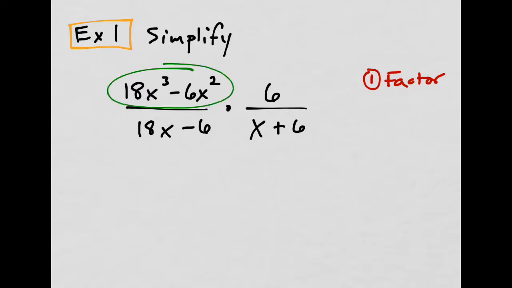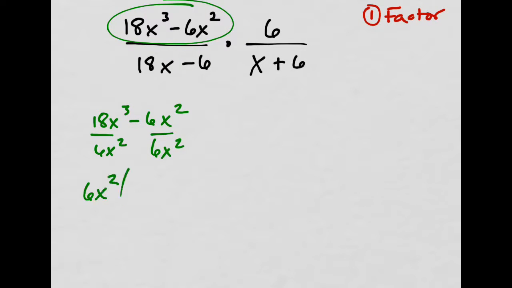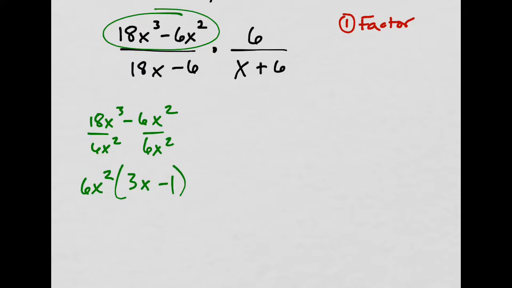So to factor, I'll factor this. I have 18x cubed minus 6x squared. And if I want to factor that, I can divide by 6x squared. Remember, whatever you divide by goes on the outside of parentheses. 6x squared. And then 18 divided by 6 is 3. And then the x to the third divided by x squared is x. And then I have minus 1. Okay, that's pretty good. So that's the top part. That's that green section there.